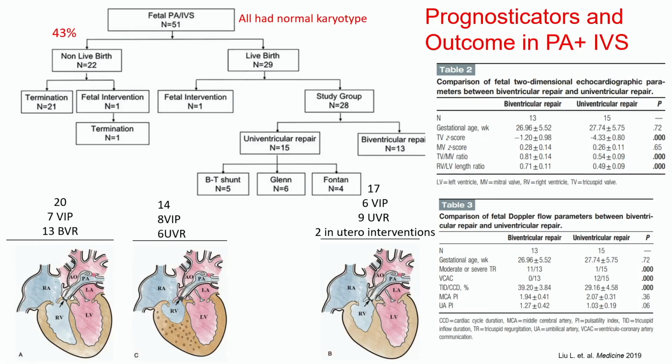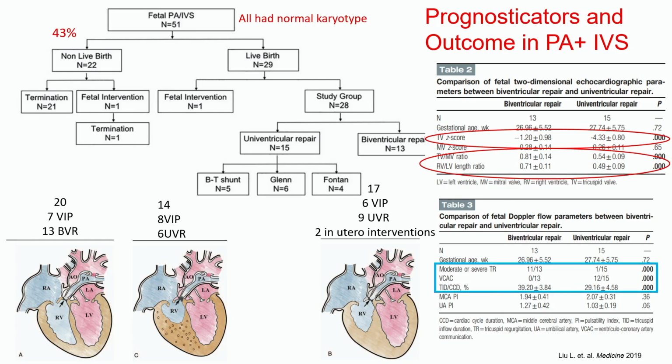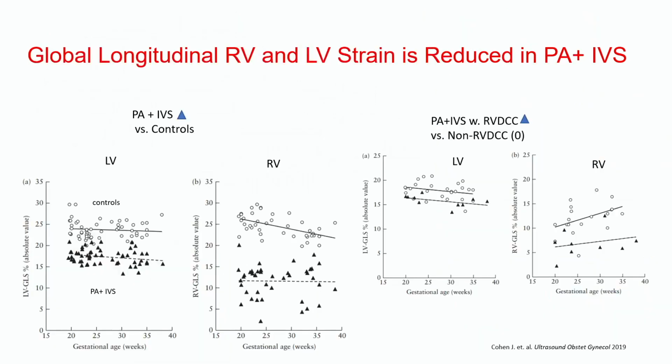So the prognosticators and outcome in pulmonary atresia and intact septum have to do with the Z-score of the tricuspid valve. The lower the Z-score, the worse the outcome. Also, it has to do with the tricuspid valve mitral valve ratio and the length ratio, which you can calculate. If you look at the Dopplers, if you have moderate or severe tricuspid insufficiency, that is a poor prognostic feature, as is the coronary artery connections in this disease.